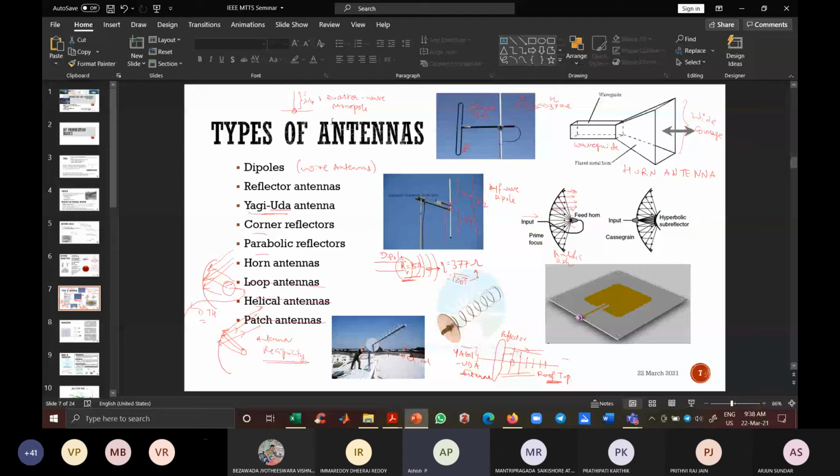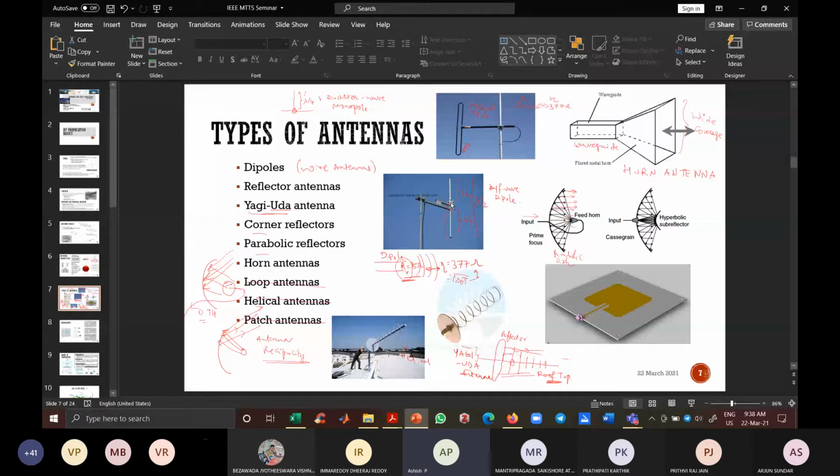Generally we want the antenna dimensions to be proportional to the wavelength. So either it should be lambda or lambda by 10 or lambda by 4, like that. If you have only one side of this, then it is called a monopole. In particular, if the height of the antenna is lambda by 4, then we call it a quarter wave monopole.